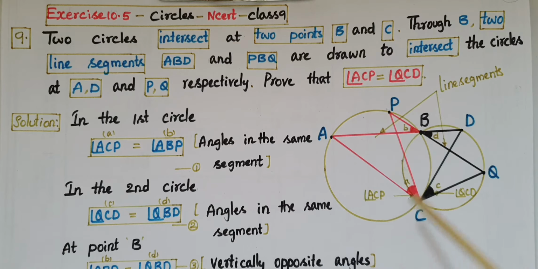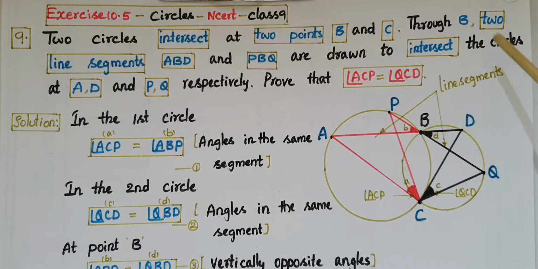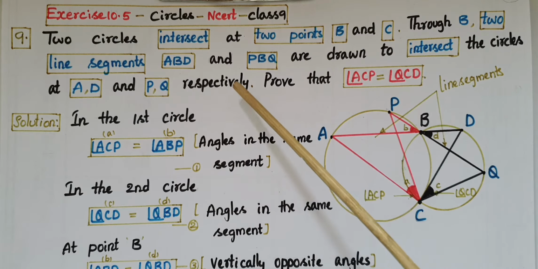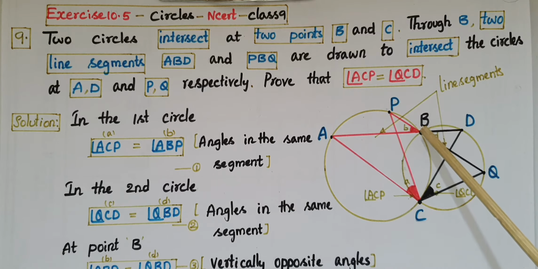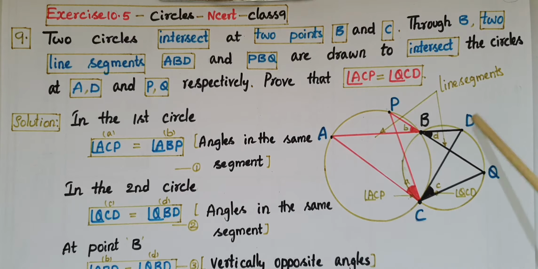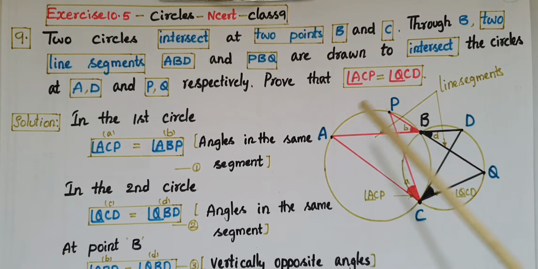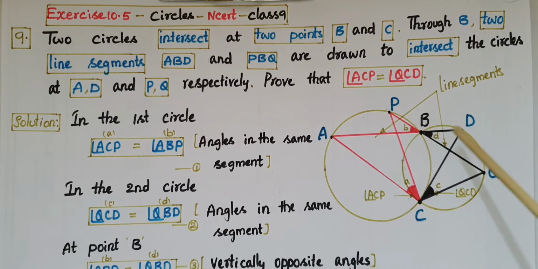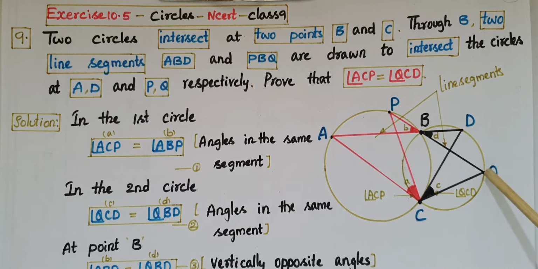So here are the circles, two circles, and these two circles intersect at points B and C. Through B, two line segments ABD and PBQ are drawn to intersect the circles at AD and PQ respectively. So, if you draw two line segments through B, this is the point B, and if you draw a line segment A, B, D, this is the first line segment. This line segment intersects the first circle at A and the second circle at D, and another line segment through B is PBQ. This line segment intersects the first circle at P and the second circle at Q.